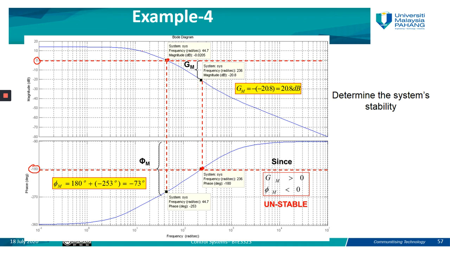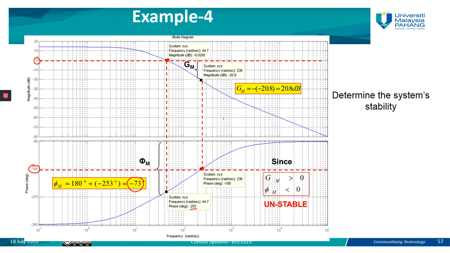After you find these frequencies, you draw a line from the top of the plot of the gain until you cross the plot of the phase. The difference here will represent your phase margin. If we want to calculate, we just need to find 180 plus the angle. The angle at this point is negative 53. So 180 plus negative 53 gives you a negative phase margin. Since you have a negative phase margin, your system will be unstable.